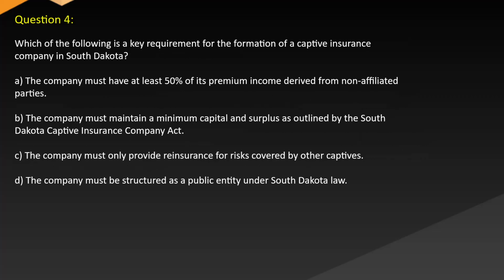Question 4. Which of the following is a key requirement for the formation of a captive insurance company in South Dakota? A. The company must have at least 50% of its premium income derived from non-affiliated parties. B. The company must maintain a minimum capital and surplus as outlined by the South Dakota Captive Insurance Company Act. C. The company must only provide reinsurance for risks covered by other captives. D. The company must be structured as a public entity under South Dakota law.